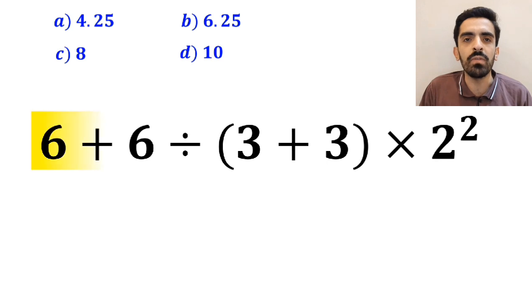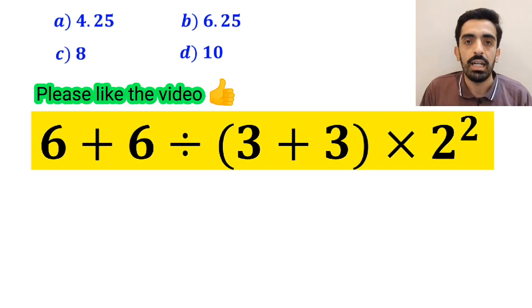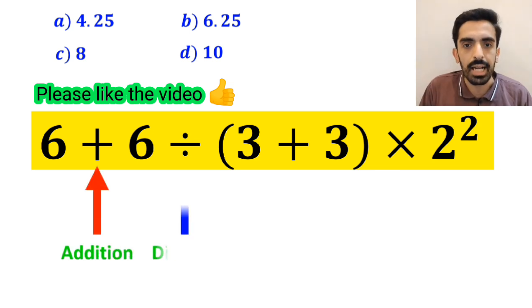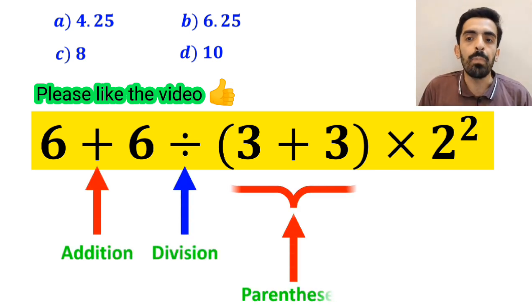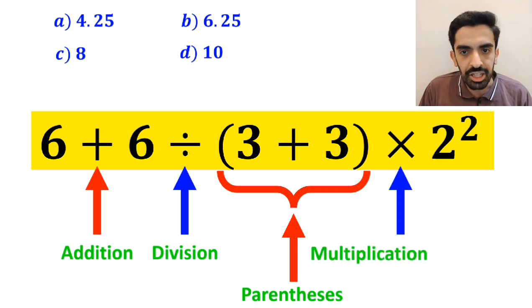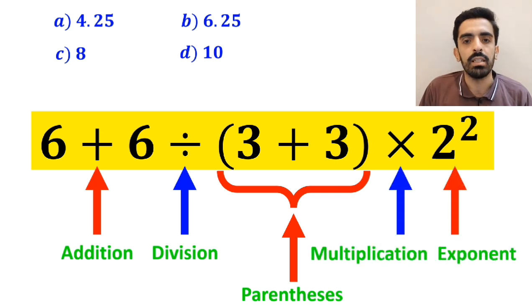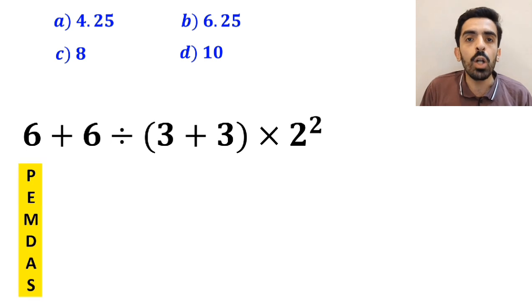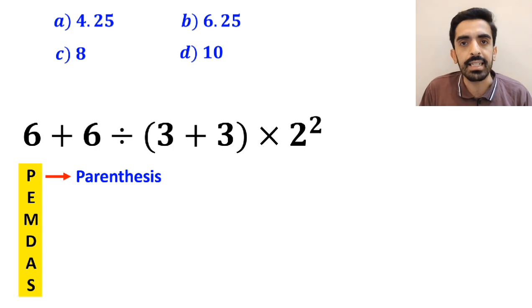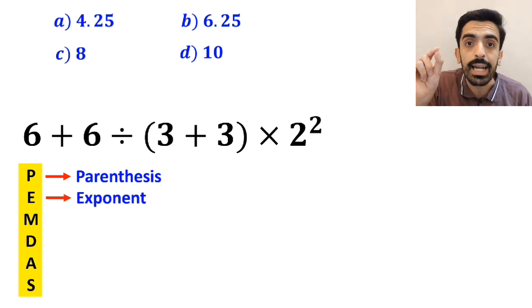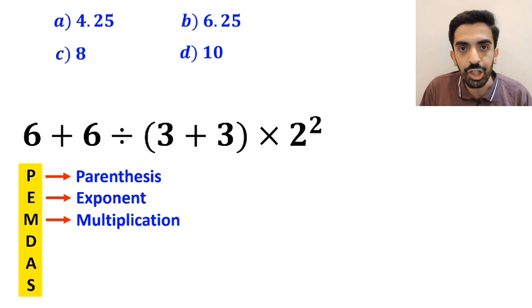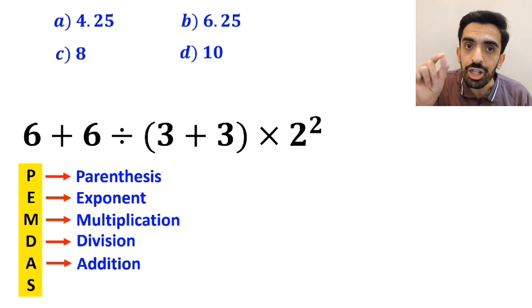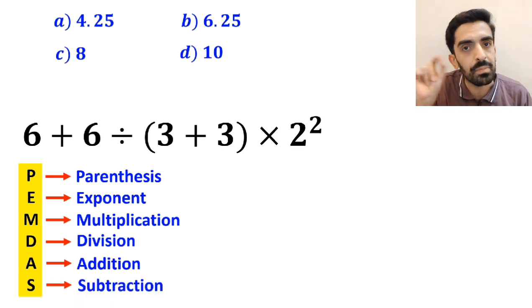Now let me show you how to solve this expression properly. As you can see in the image, in this expression, first we have an addition sign, then a division sign, followed by parentheses, then a multiplication, and finally an exponent. To solve this problem, we must follow the PEMDAS rule. In this rule, P stands for parentheses, E stands for exponent, M stands for multiplication, D stands for division, A stands for addition, and S stands for subtraction.